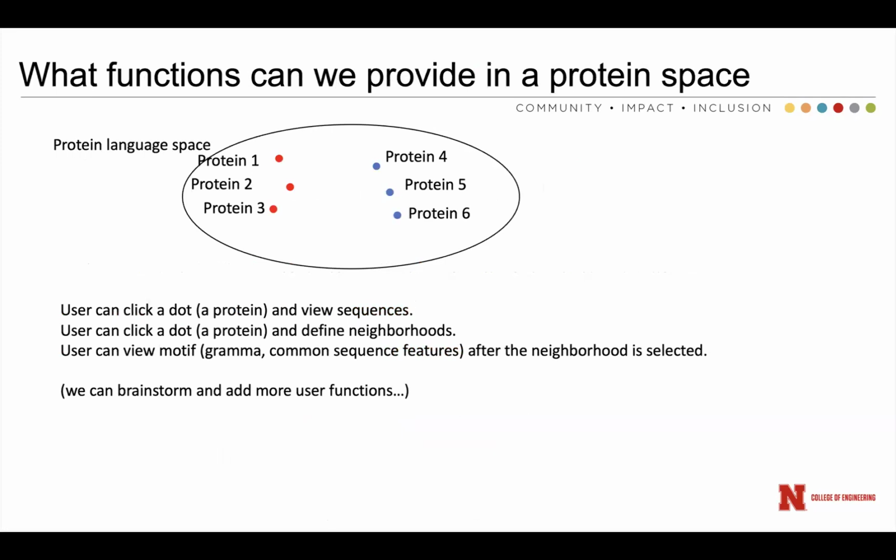The user can do a lot of things given the protein language space. For example, the user can click a dot and see the protein sequence. The user can also click a dot and try to define the neighborhood of the given protein. After the neighborhood is defined, the user can also view the common sequence of this neighborhood, which is basically the motif of this protein family. There are many other things a user can do with a good protein language space.